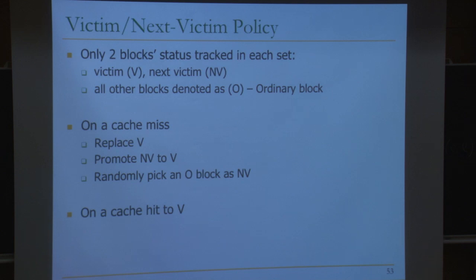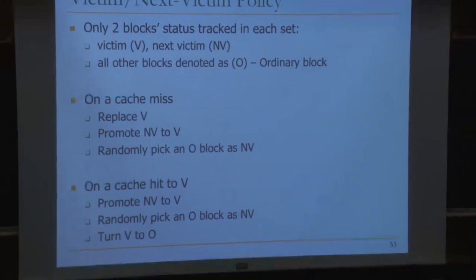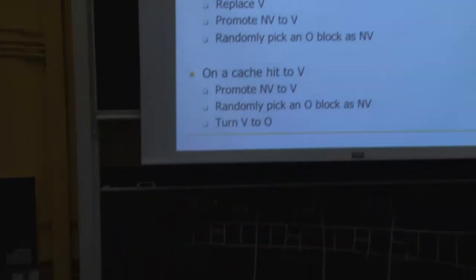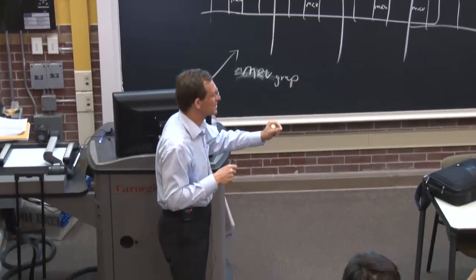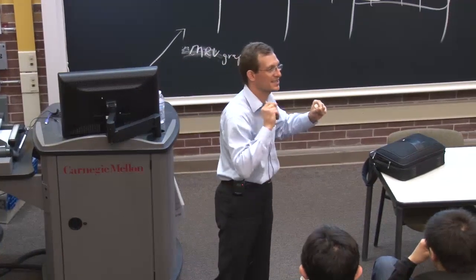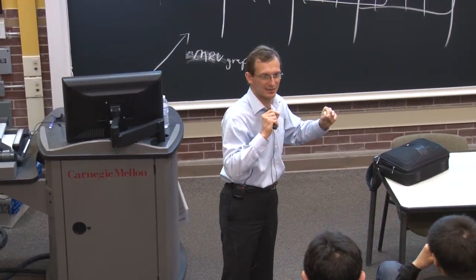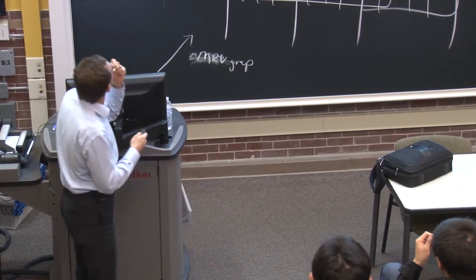It's simple. On a cache hit to the victim, now you think that this is going to be the victim, but you get a cache hit. Now you promote next victim to victim and randomly pick an ordinary block as next victim, and turn the victim to ordinary, so that it's not evicted on the next access. In fact, it's not evicted the next access also. So the goal here is you're kind of approximating LRU such that the block that you've touched currently is not evicted for two accesses. That's the idea. And you can look at the policy more.